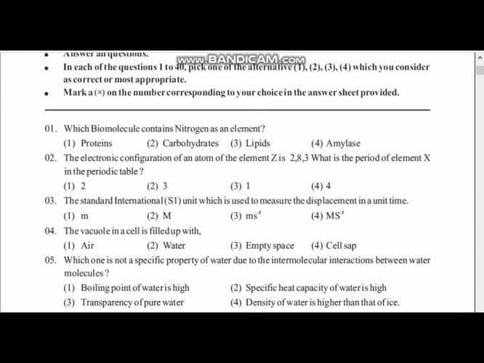So in our syllabus there are four major biomolecules, that is carbohydrate, proteins, lipids and nucleic acids. So protein contains carbon, nitrogen and oxygen. Carbohydrate, you have carbon, hydrogen and oxygen. Lipid, you have carbon, hydrogen and oxygen. Amylase is an enzyme, it's not a biomolecule. So protein is the one which contains nitrogen as an element.